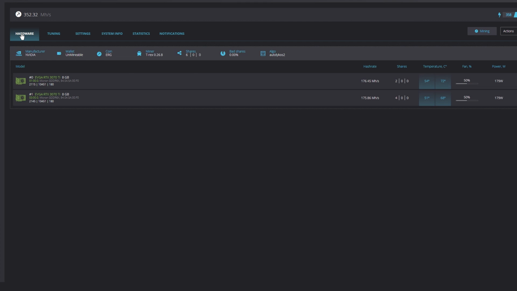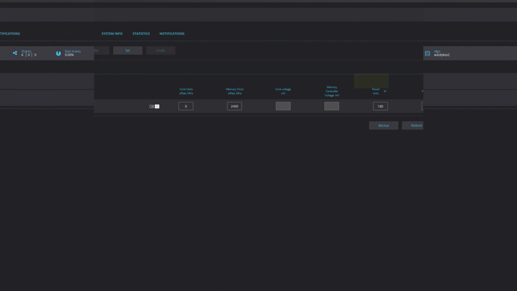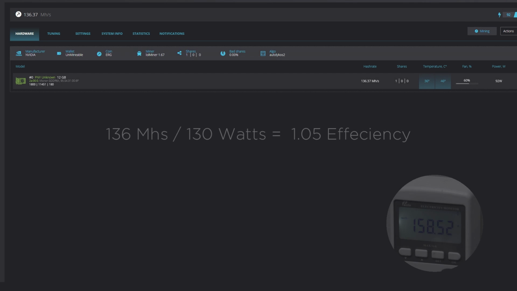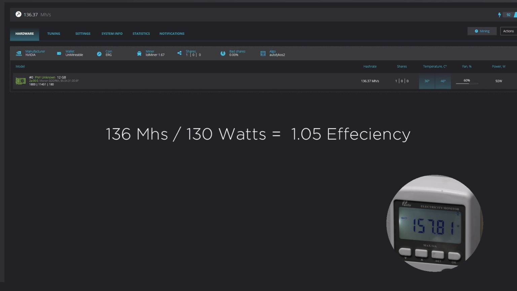Let's tackle one more project, Ergo. We'll start by looking at the previous generation, the 3070 Ti. The card delivers a respectable 176 megahashes, and using the same overclocks, we'll jump over to the 4070 Ti. Unfortunately, I'm only getting 136 megahashes, and this is very disappointing. It's almost as if something is not working correctly in the software.